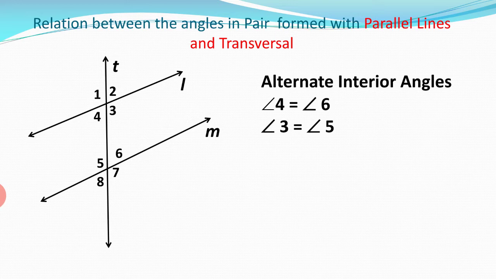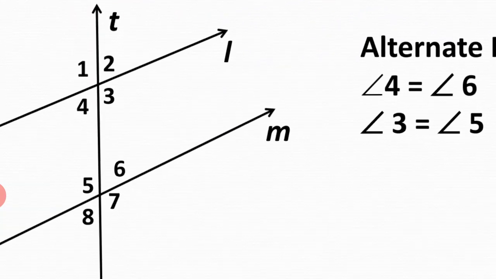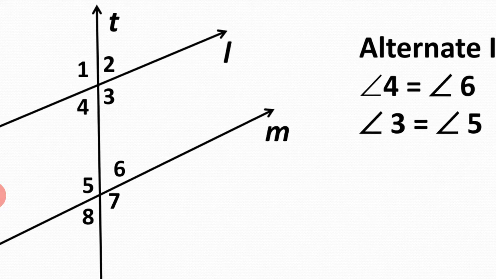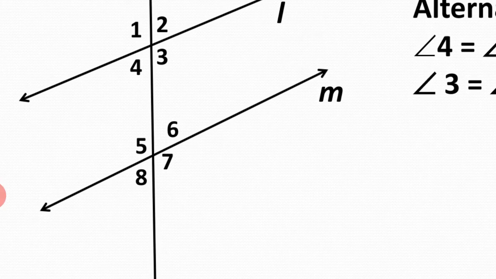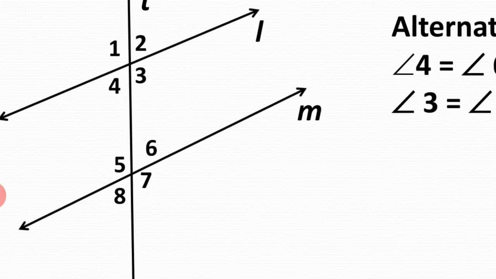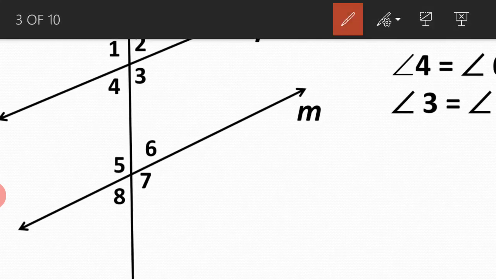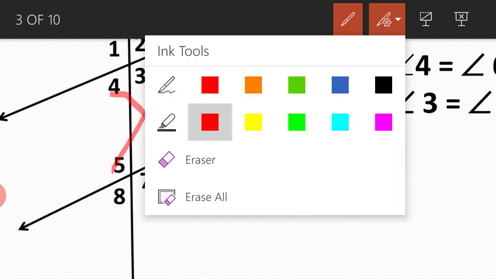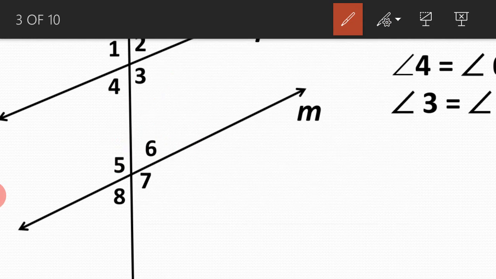So I have drawn the same figure. Now alternate interior angles. Now before that, do we know which are the interior angles? So interior angles are those which are inside: 4, 3, 5, 6. And which are the exterior angles? 1, 2, 8, 7, which are outside. Now alternate means those on different sides of the transversal. So which do you see? 4 and 6. Isn't it? 4 and 6 and 3 and 5. These are the alternate interior angles. So if the lines are parallel, these pairs are equal.